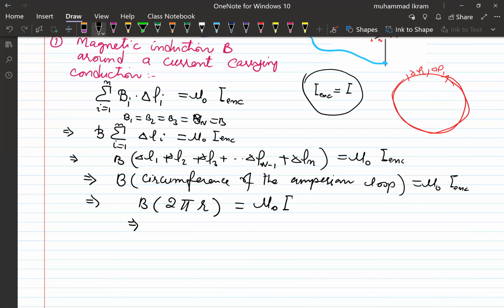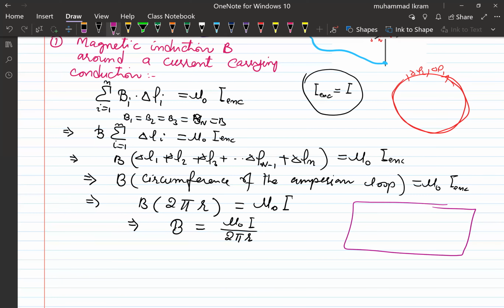So let us see what happens. This B equals mu naught times I divided by 2 pi R. And this is what your book did, right? If you just see what happens, mu naught is constant, 2 pi is constant. So what does this mean? That B is like this. So this is the result which we can obtain from the Ampere law.